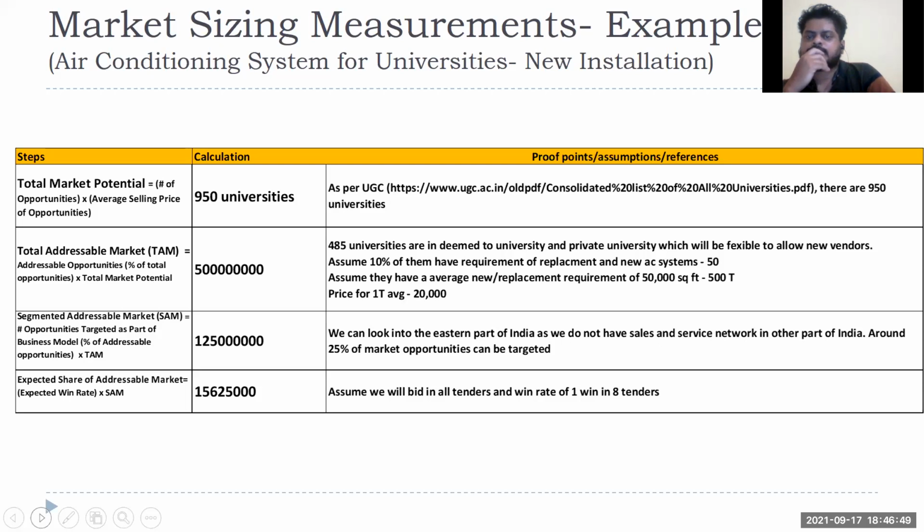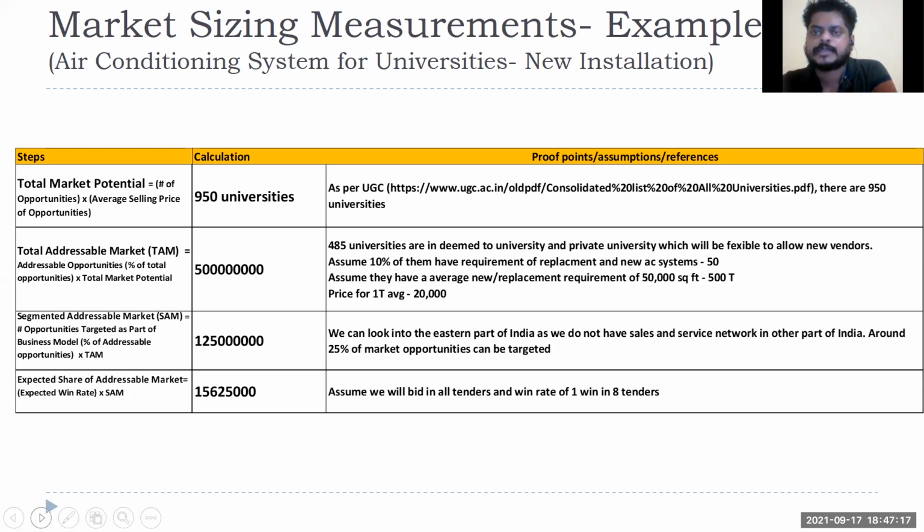Out of that, there are around 485 universities deemed to be private universities who are looking at new vendors, right? That market intelligence cannot be an assumption, because we did this exercise earlier for my previous company. Most of the government companies do not look for a foreign company. At that time they were very restrictive about allowing any foreign vendors, right?